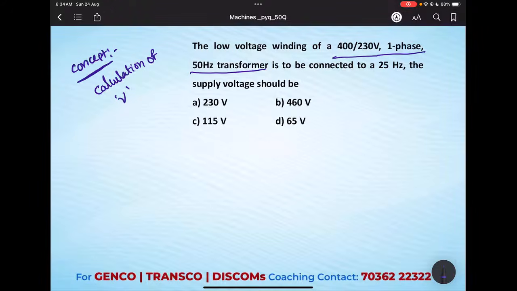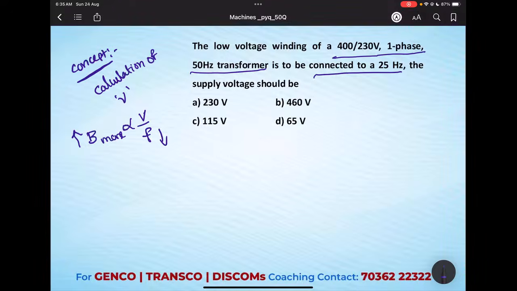Now they are going to connect it to a 25 Hz source. So here frequency is changing. Whenever frequency is changing, we need to ensure that Bmax, the flux density, is directly proportional to V by F. When frequency is less, the flux density requirement will be very high. That means in order to make the required power flow at low frequency, we need high magnetic field density.